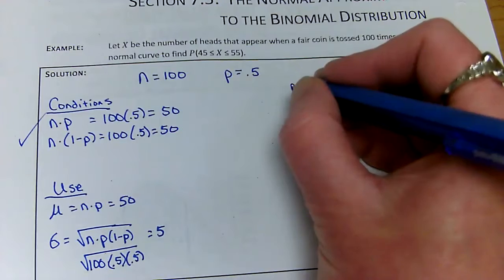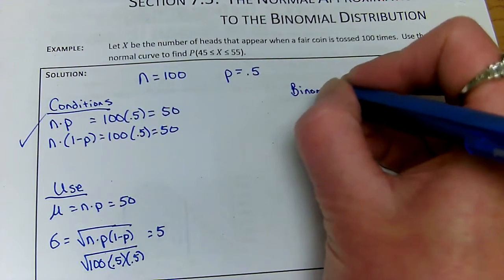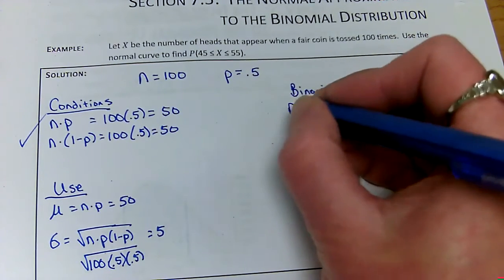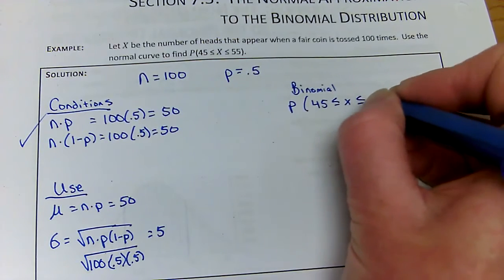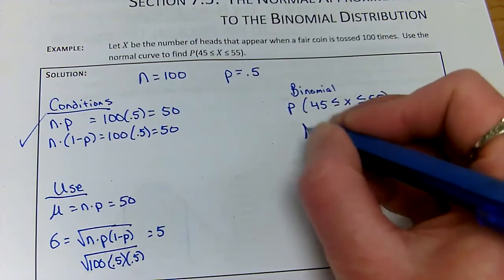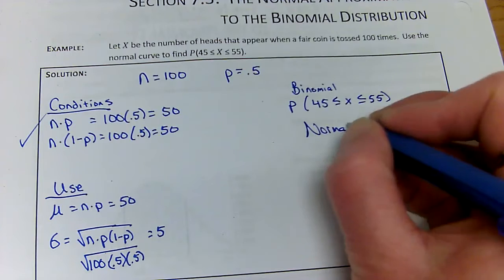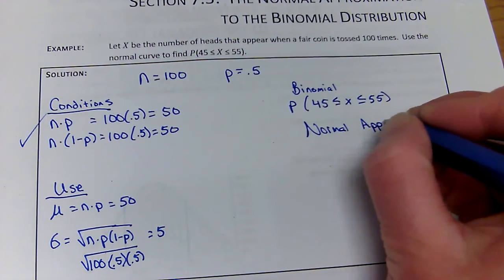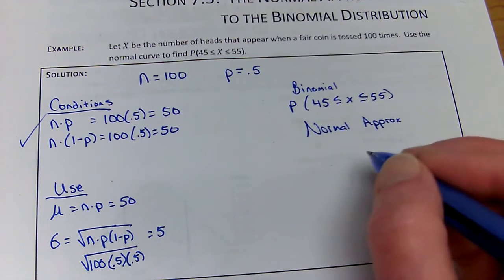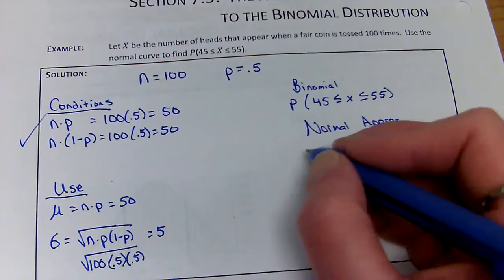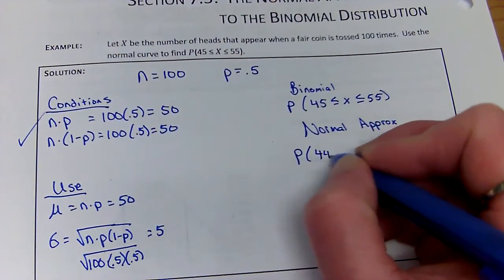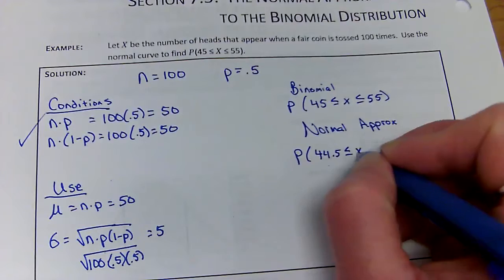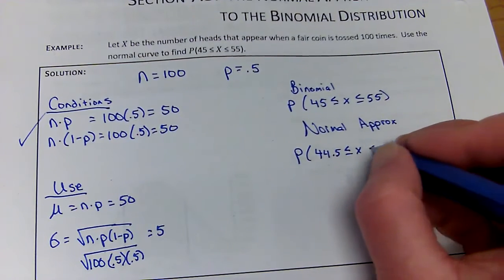So if we were doing a binomial, we're finding the probability of being between 45 and 55. But since we're using a normal approximation, I have to go a little bit further to include the whole rectangle. So a little bit to the left of this one, and a little bit to the right of that side.